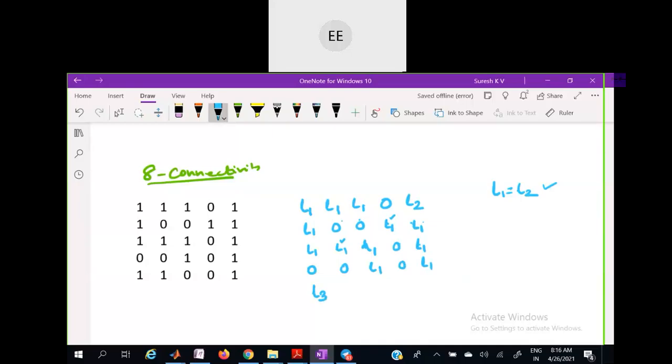And this should be given a new label. So this is L3, and this is also L3. One second, this is not L3, that is L1. Correct, because you have already labeled this.